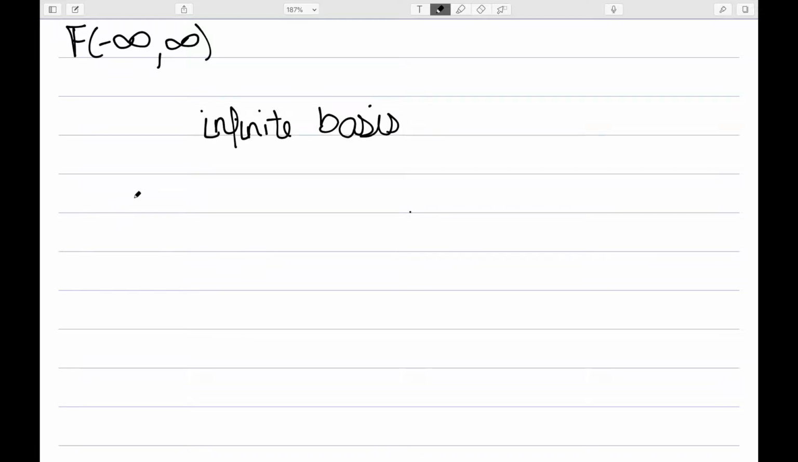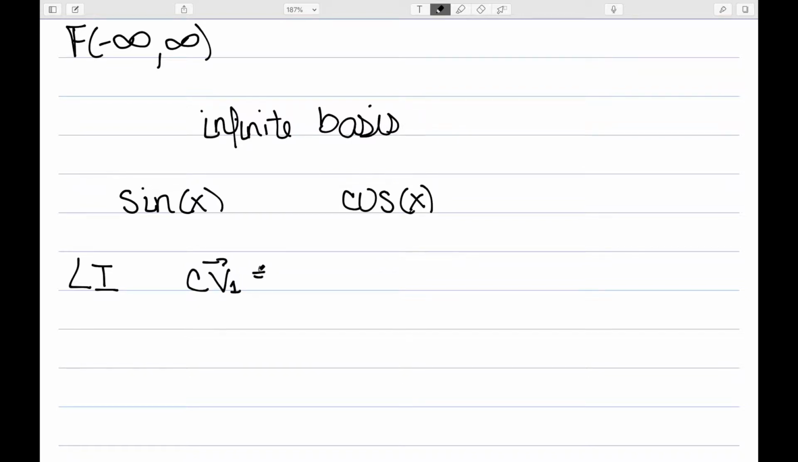However, what about linear independence? We still want to be able to talk about that. So let's think of something like sine x and cosine x. Before, you were linearly independent if I could not multiply the first one by a scalar to get the second one. So it seems like these should be independent, since I cannot multiply sine by a number to get cosine. But how can we show this?